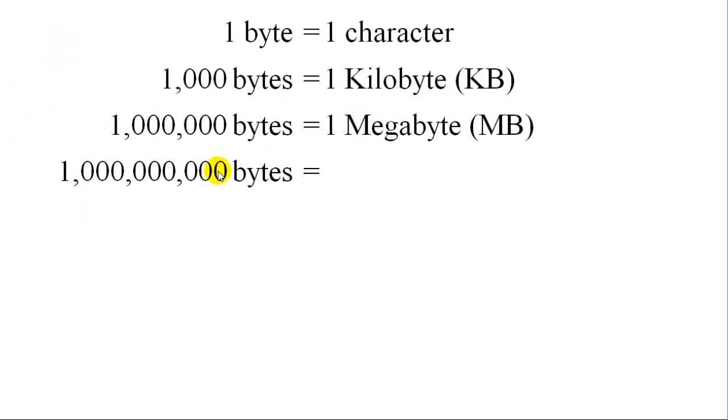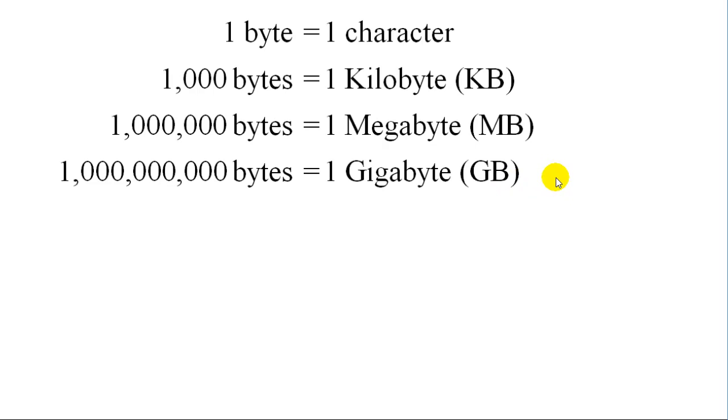Let's see, hundreds, thousands, millions, billion bytes. There's a special name for 1,000,000,000 bytes. Do you know what it is? It's a gigabyte. Gigabyte is abbreviated GB. Are you taking notes?